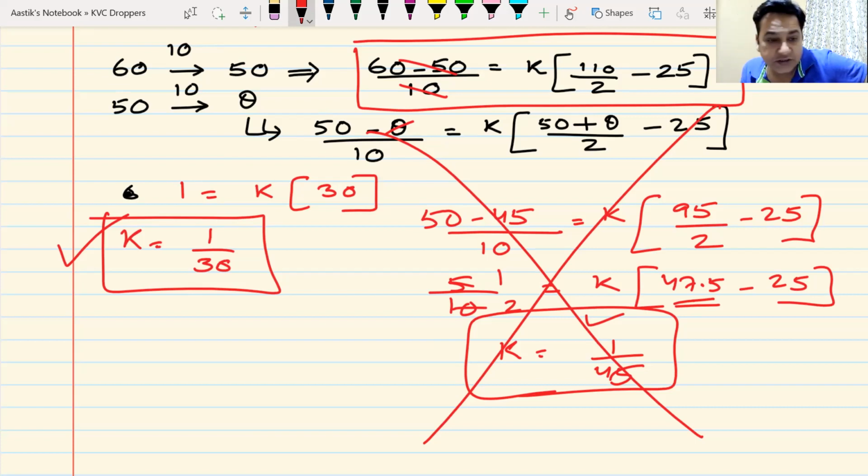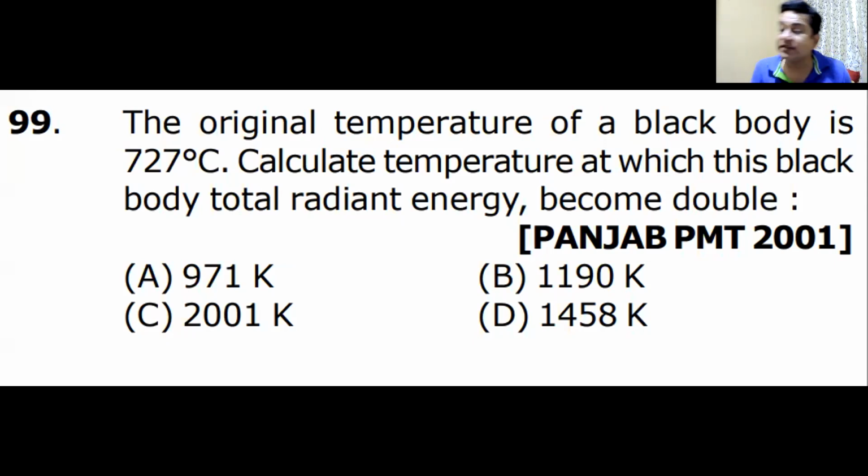And the next question is this one. The original temperature of a black body is 727 degrees Celsius. Calculate the temperature at which this black body's total radiant energy becomes double. So I want this body to emit 2 times the amount of energy it was radiating. What would be the temperature of this body? The time starts.